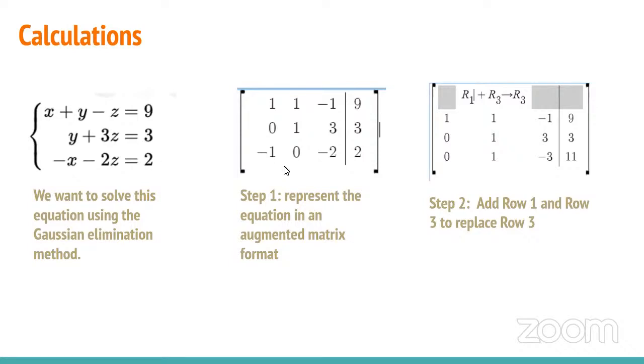So the first step in solving this using the Gaussian method is to represent the equations in an augmented matrix format. What this simply means is that we take the coefficients of every term in the equations that we want to solve, and we represent them in matrix format. So here, the first row has x plus y minus z. The x has 1 as coefficient, the y has 1 as coefficient, z has minus 1 as coefficient, and there's the 9, which is a constant.